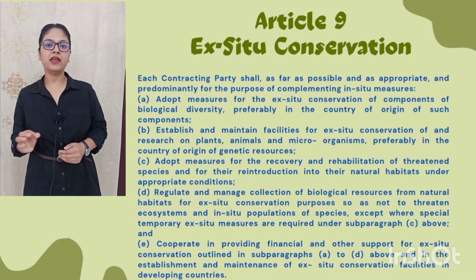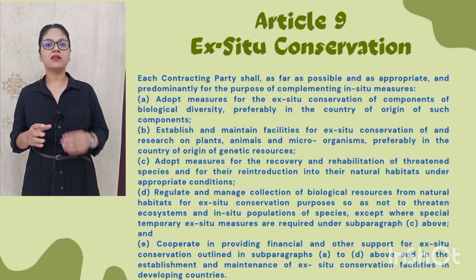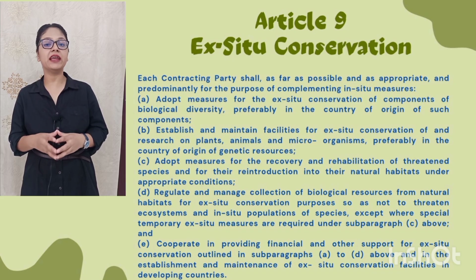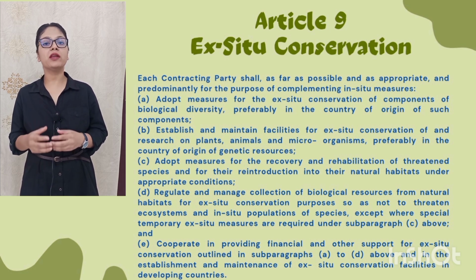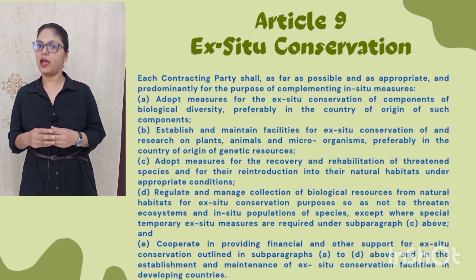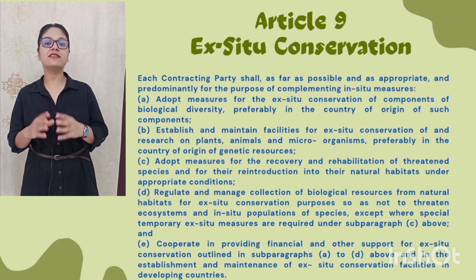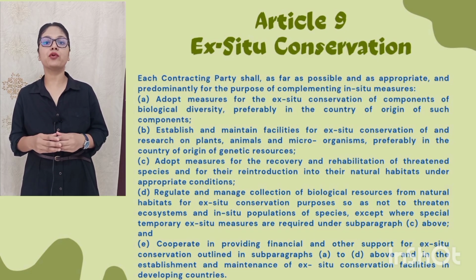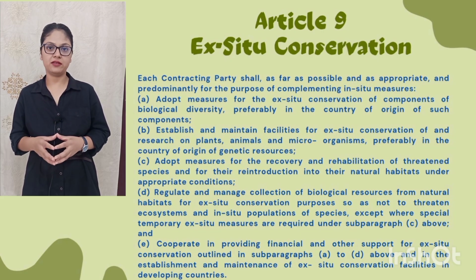Next provision is Article 9, which talks about in situ conservation, which means that the ecosystem should be maintained and preserved so that all the flora and fauna can grow and prosper in their native or natural habitat. And for that, each contracting state shall designate an area called as protected area and make rules and regulation for the designation, maintenance of those protected areas.